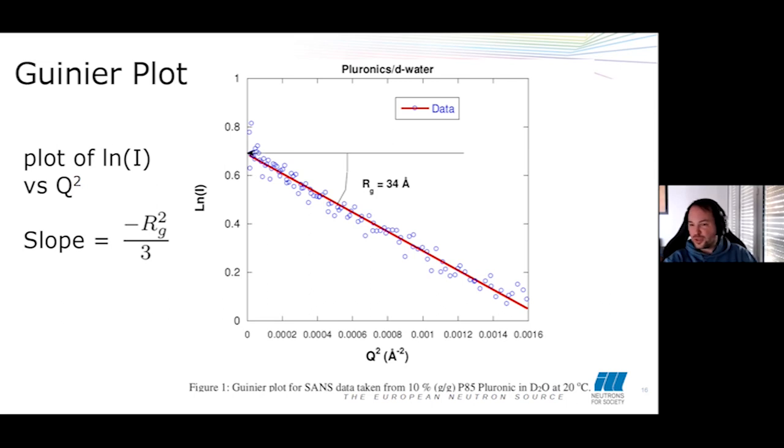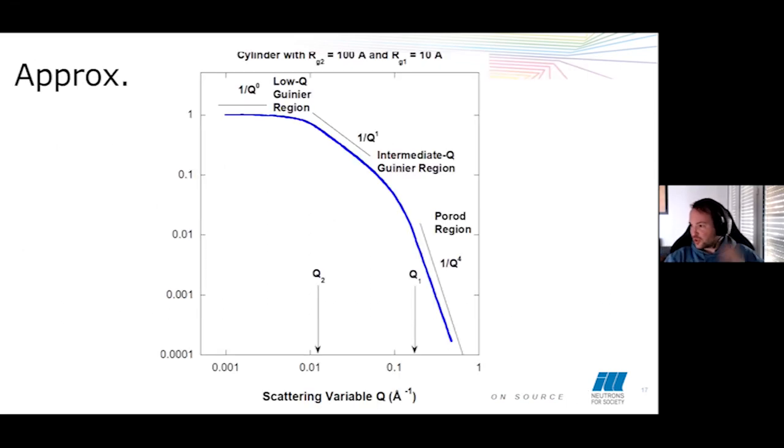So if we put together the two general approximations that we have, then if we have, let's say, a cylinder, in a very simple way, we have the first Guinier region. This is the part we were talking about. Then there needs to be a slightly different equation for an intermediate region, which can still give some information about size. And then we have our Porod region at a bit higher Q.